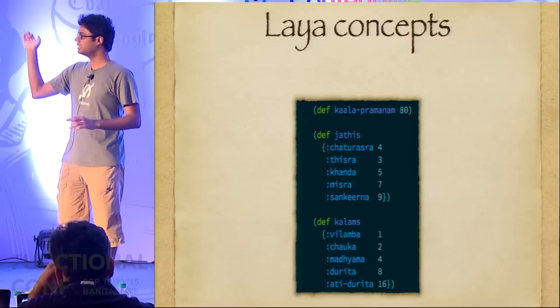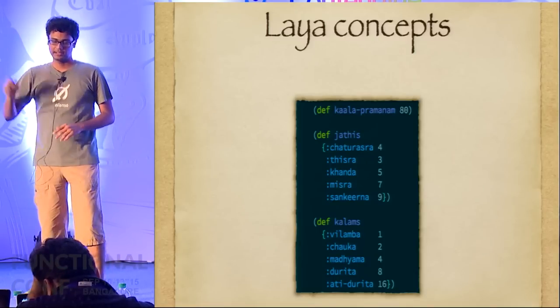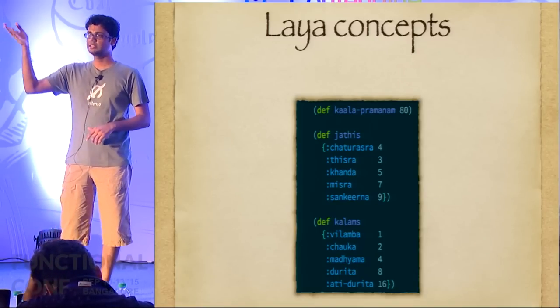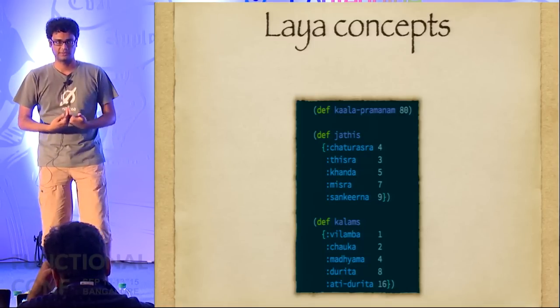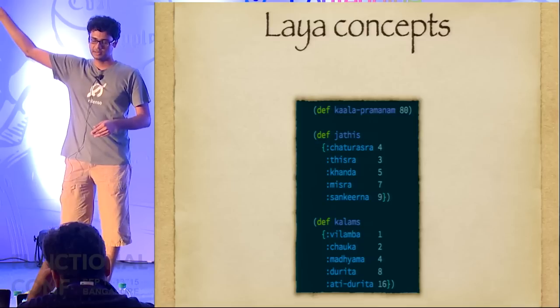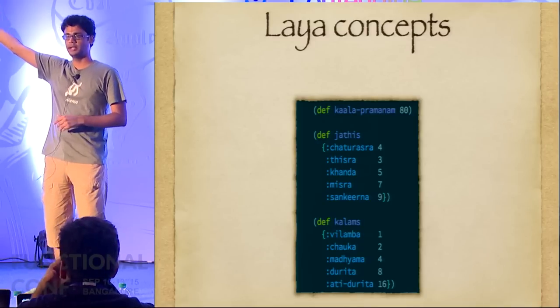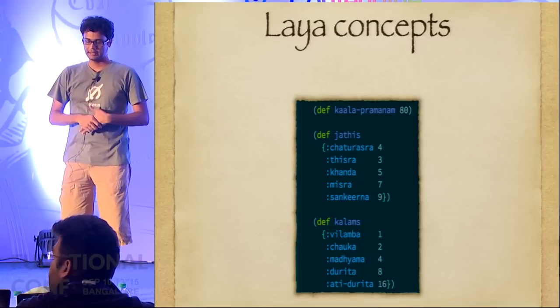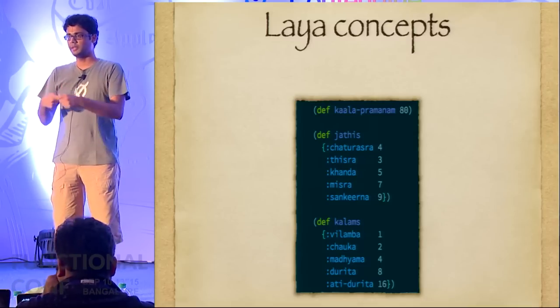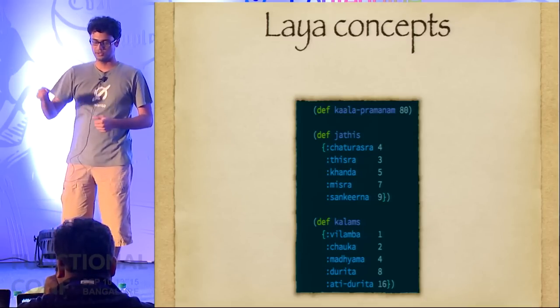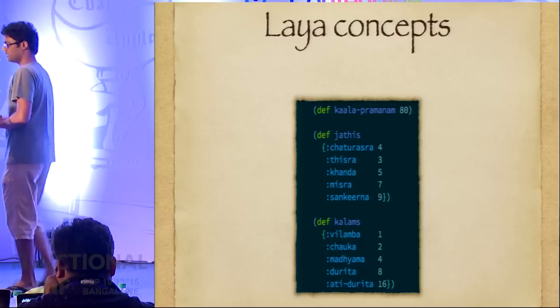Kala Pramanam is basically tempo. And jatis are basically time signatures in Western music, if you're familiar with that. So these time signatures are like 4 by 8, 5 by 8, 7 by 8, and 9 by 8. And columns are basically speed. So given a particular tempo, you can go double speed or quadruple speed and so on. Those are the columns.